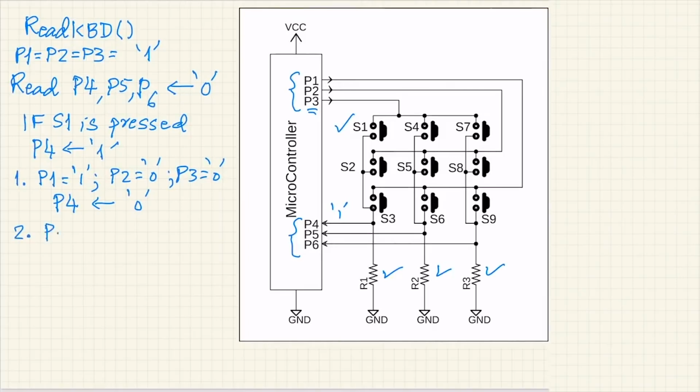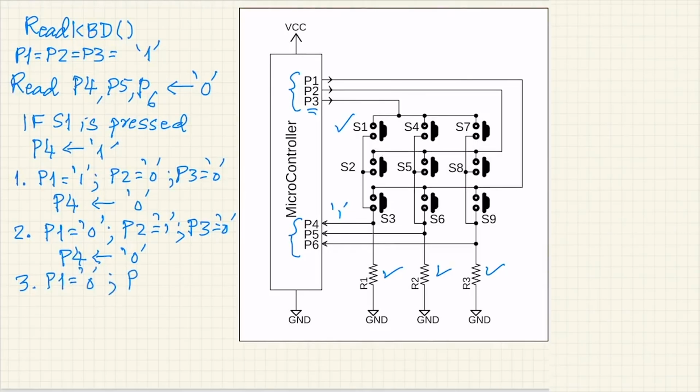It will reset P1 to 0. It will set P2 equal to 1 now, and it will retain P3 equal to 0. And then read P4 again, and because only S1 was pressed, the value of P4 will still return a logic 0. Then it will go to the third step, because there are only 3 combinations for P1, P2, P3. It is going to retain P1 equal to 0, make P2 now equal to 0, and it will now set P3 equal to 1.